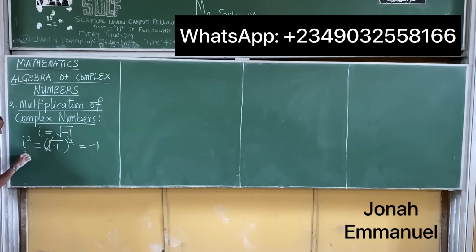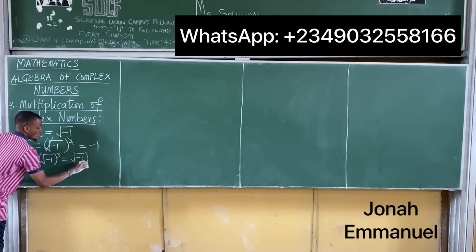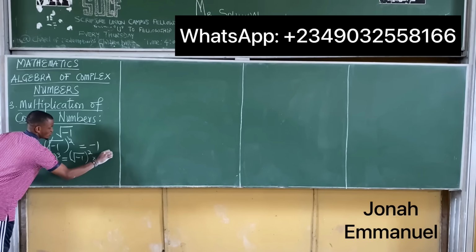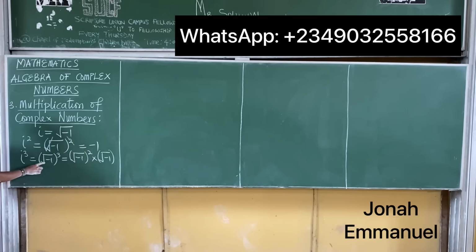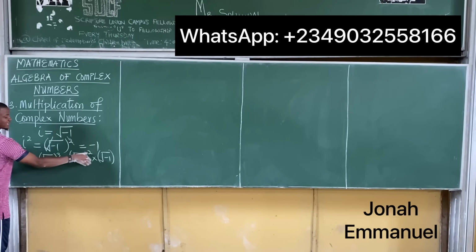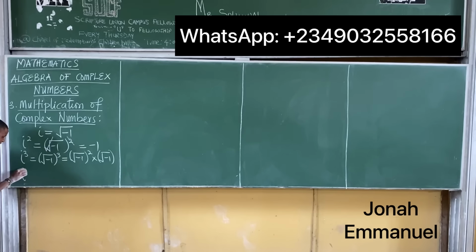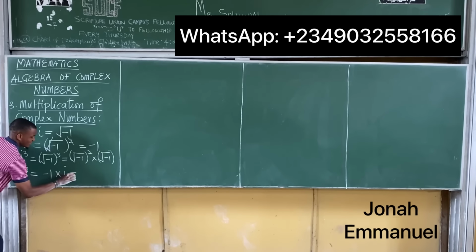Okay, i cubed will be equal to root minus 1 cubed, which is equal to root minus 1 squared times root minus 1. Of course, these two will give you root minus 1 cubed, the square of it, and then itself. That means that i cubed is equal to root minus 1 squared, as we've gotten here, which is minus 1, multiplying root minus 1. We said that is equal to i. That's i. This is equal to minus i.